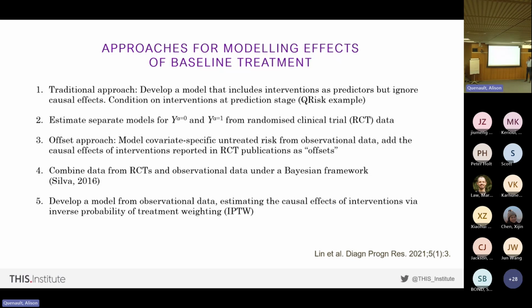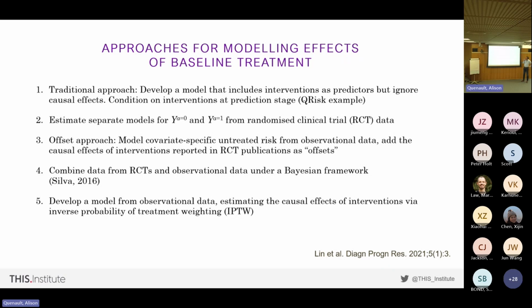And we basically found that there were a number of different approaches. So the traditional approach is just ignore treatment altogether, but then condition on treatment in the model, like I did in the Q-risk example. So we know obviously that there are issues with that. It's not the right approach, but it's the way that people have done it traditionally. Then one thing that people have suggested is to estimate separate models for the potential outcomes under treatment and lack of treatment using randomized clinical trial data.